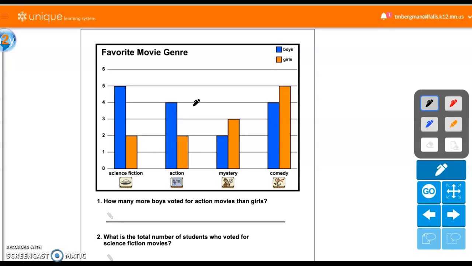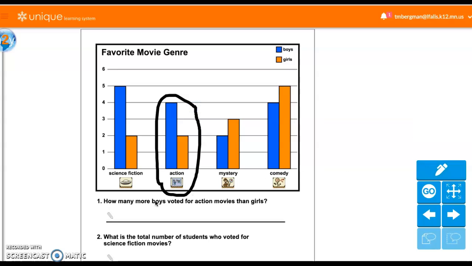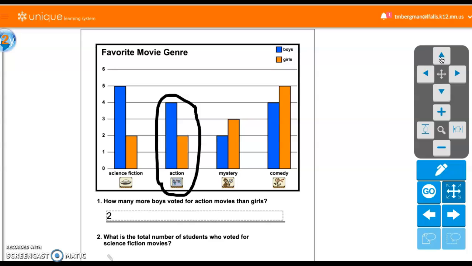So I'm having a hard time speaking today. So we're only looking at this one. Okay, and so how many more boys than girls? So when we say how many more, that means we're going to be subtracting. Boys is 4 and girls is 2. So we're going to do 4, take away 2. How many more boys voted than girls for action movies? 2. Okay, let's move this down a little, see if I can remember.